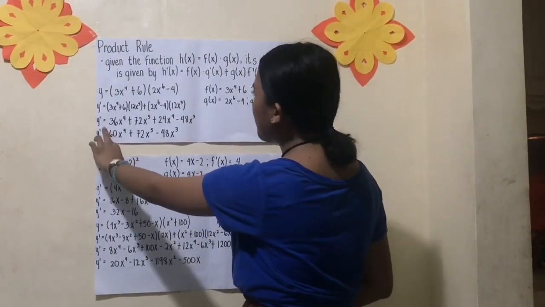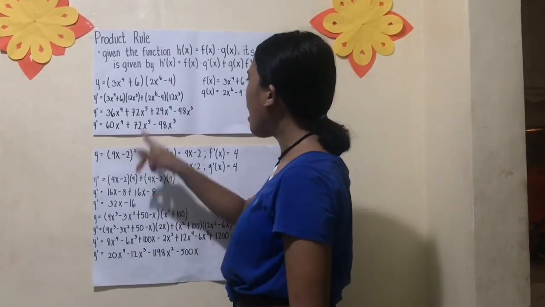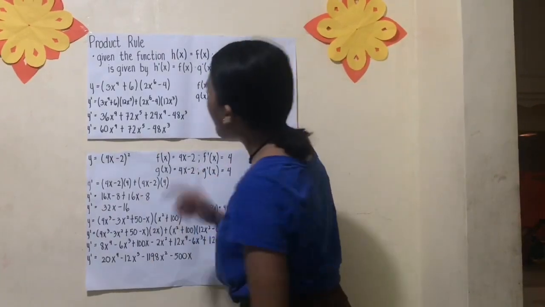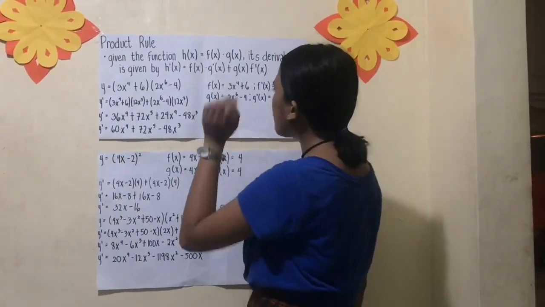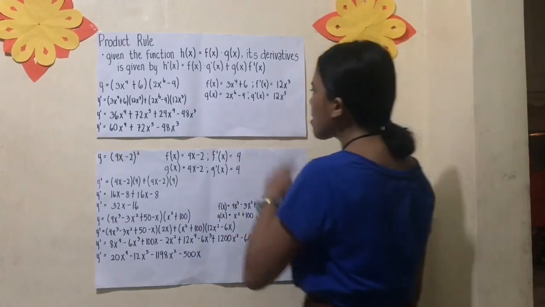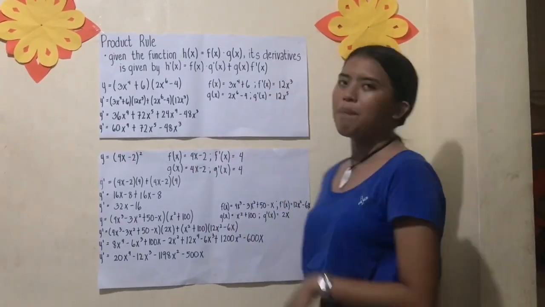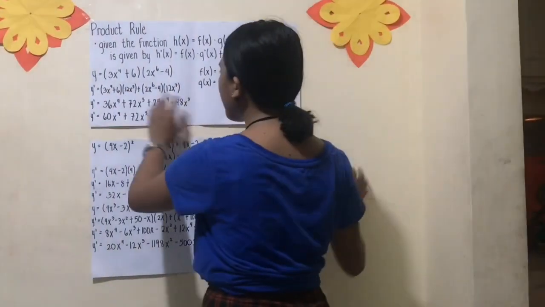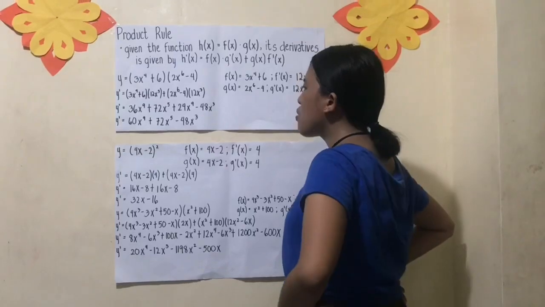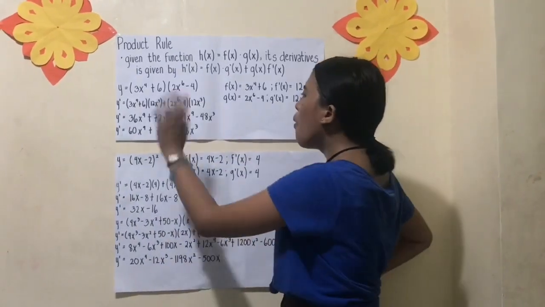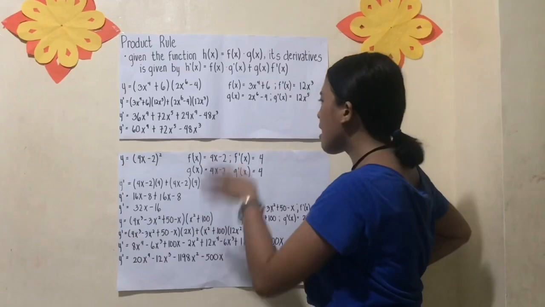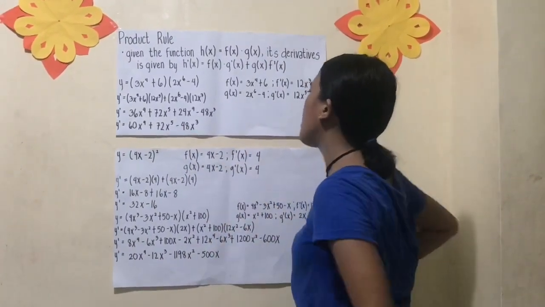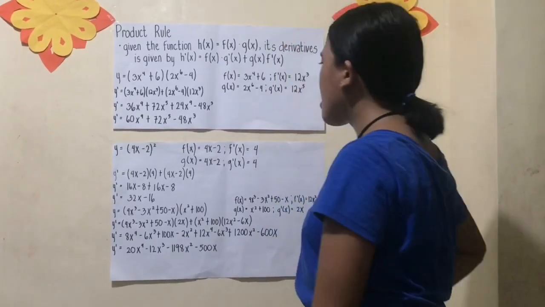Y prime is equal to 36x raised to the power of 9 plus 72x raised to the power of 5 plus 24x raised to the power of 9 minus 48x raised to the power of 3. After that, we're going to combine the like terms. After that, this would be your final answer, which is y prime is equal to 60x raised to the power of 9 plus 72x raised to the power of 5 minus 48x raised to the power of 3.